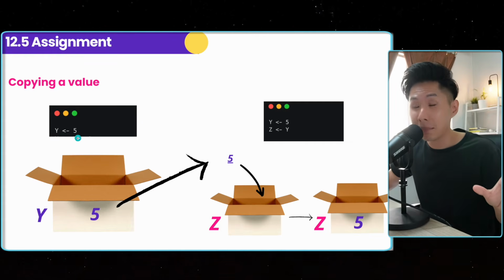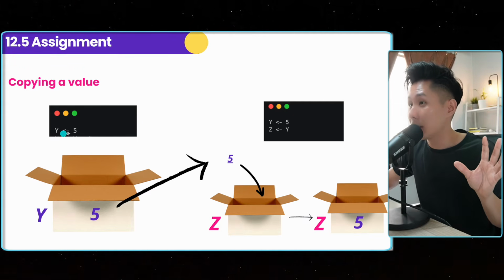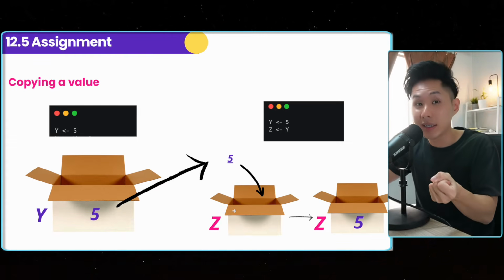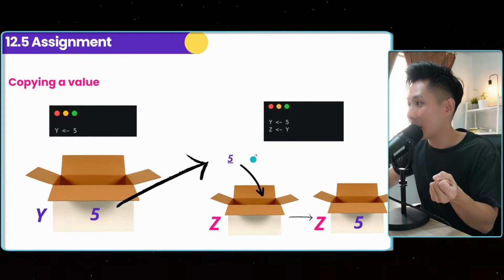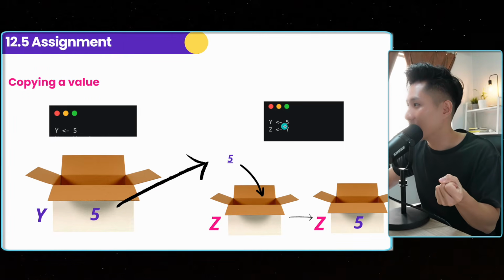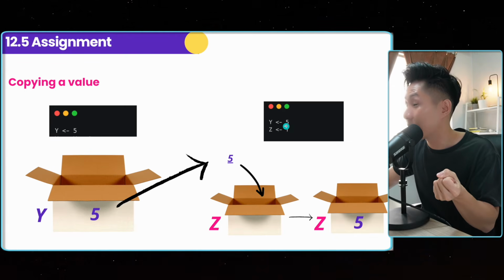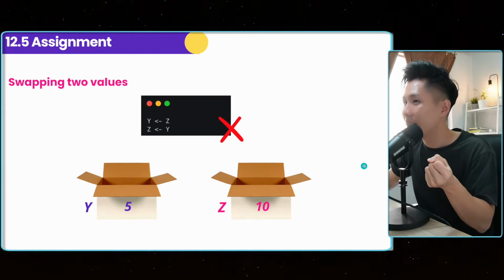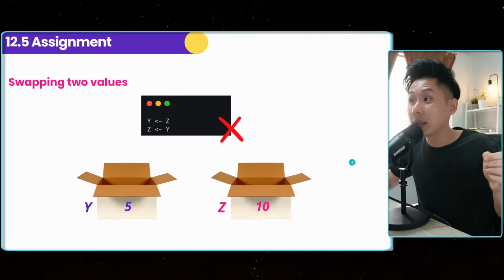Copying a value is the same. Let's say I want to copy the value of y to another variable called z. I will take out whatever is inside y and just put it into z. So this is how I do it, assigning the value of y to z. Swapping two values can be a bit complex.